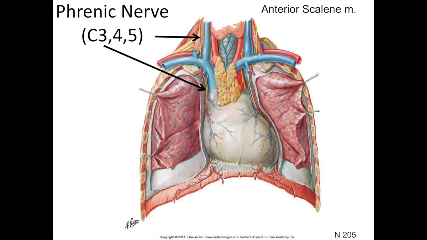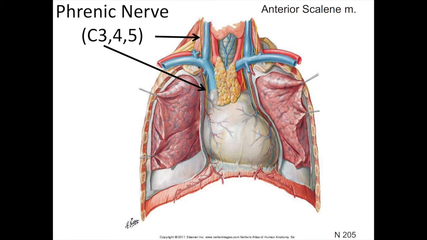Once it dives between the vein and artery, vein anterior, artery posterior, it will then descend to enter the thoracic cavity. Now, when it's in the neck, the phrenic nerve is lateral to the vagus nerve. However, as they move into the thoracic cavity, you'll see that the phrenic nerve becomes more anterior while the vagus nerve goes posterior.